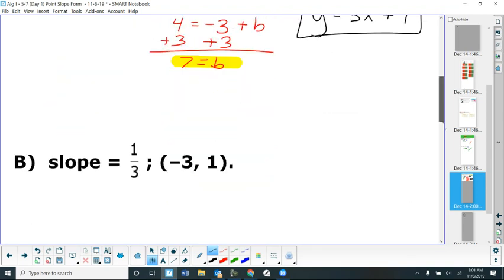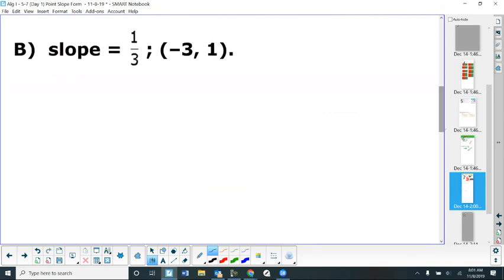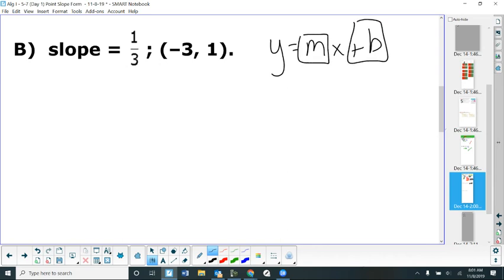Okay, let's try another one. It's the same process. Okay, Kayla, guys, it says put it in slope-intercept form. Till you get better at it, write the slope-intercept form there. We need slope and we need the y-intercept, okay? So what's my slope? We know that already. It's what? Okay, so we got this. We just got to find our y-intercept.